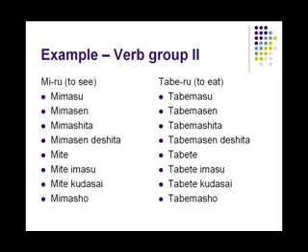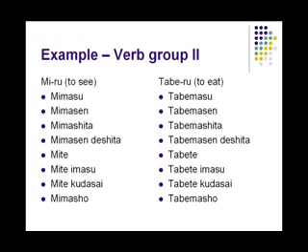The masu form of miru is mimasu, meaning see or will see. This is the present and future tense form. The masen form is mimasen. This means do not see or will not see. This is the negative present or future tense. The mashita form is mimashita. This means saw. This is the past tense. The masen deshita form is mimasen deshita, meaning did not see. This is the past negative.